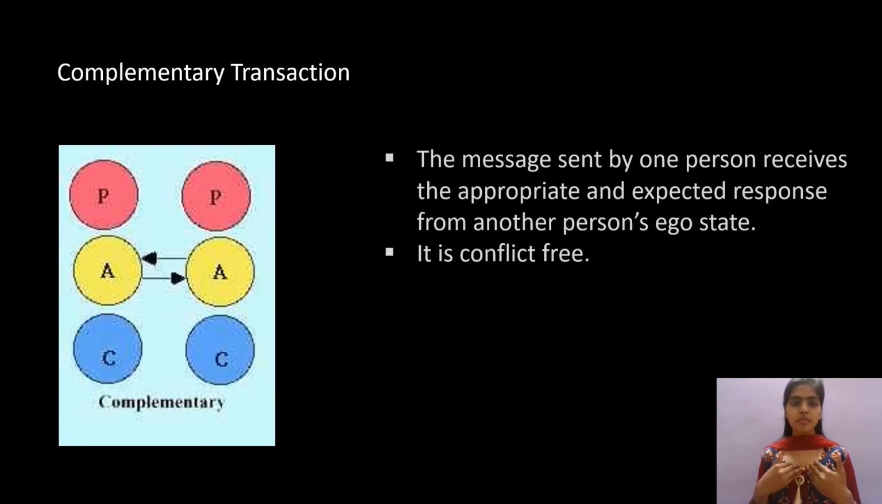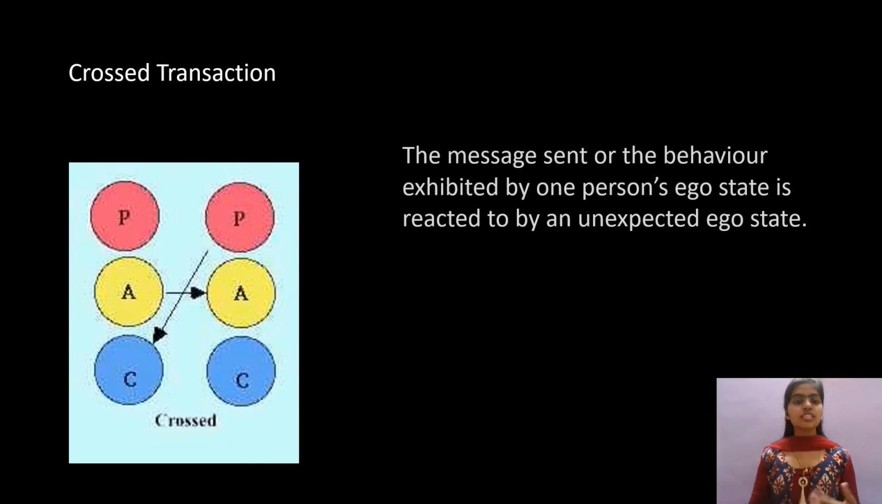I am sending a message intending to receive a response from an adult ego state, and I receive only that, then it is a complementary transaction. Message is sent from an adult to an adult, and the response is received from an adult to an adult, then it is a complementary transaction. No clash, no conflict.